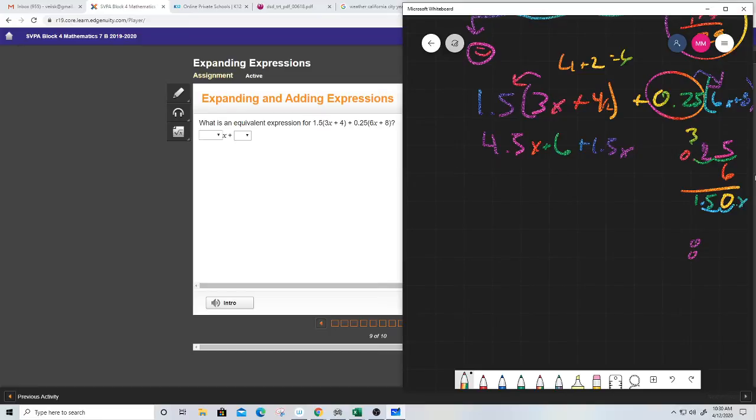0.25 is the same thing as a quarter, right? A quarter. And a quarter of 8 is 8 over 4, or 2. Combine like terms: 6x plus 8.